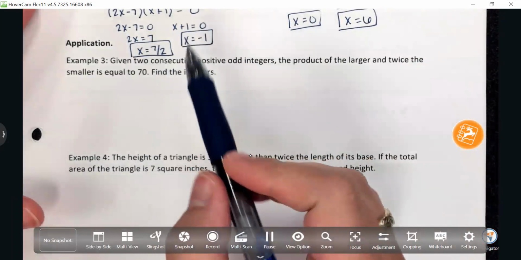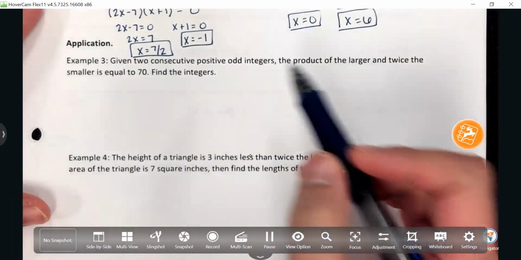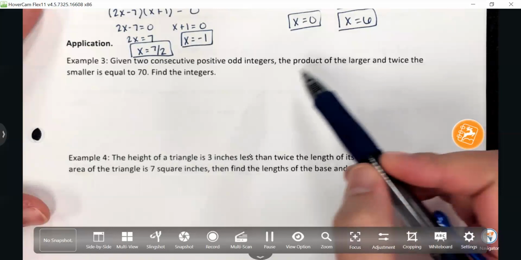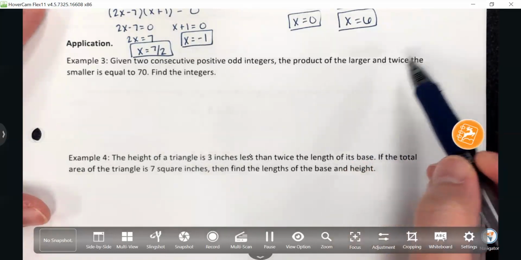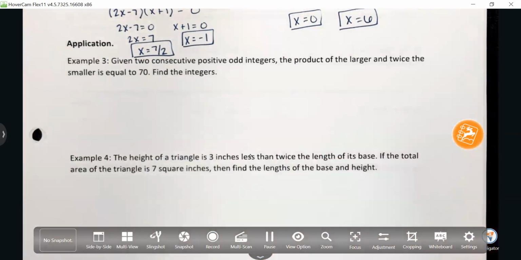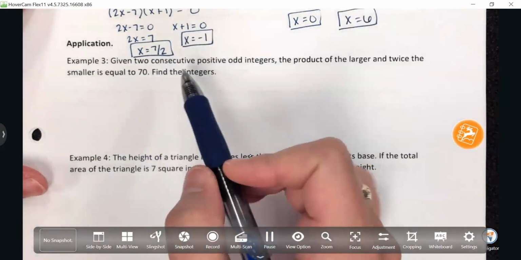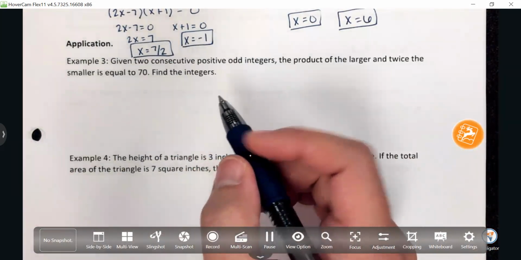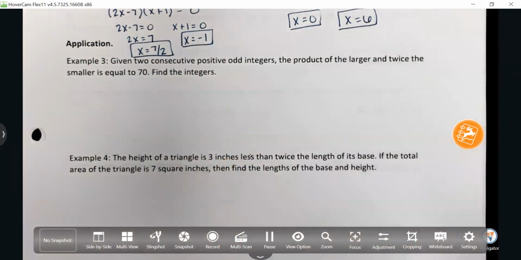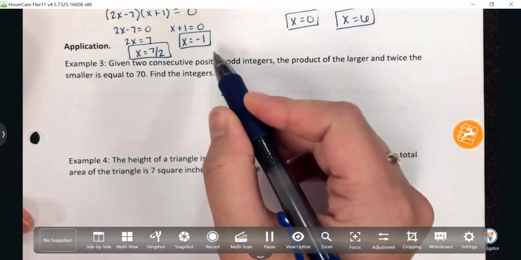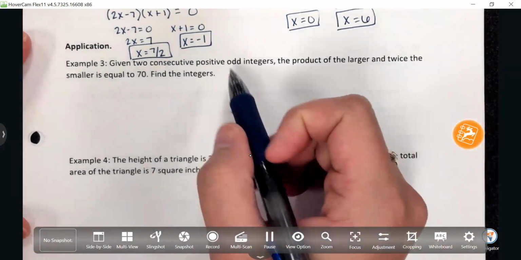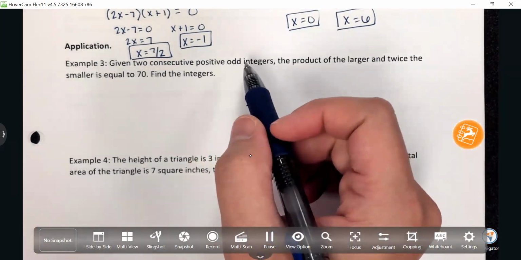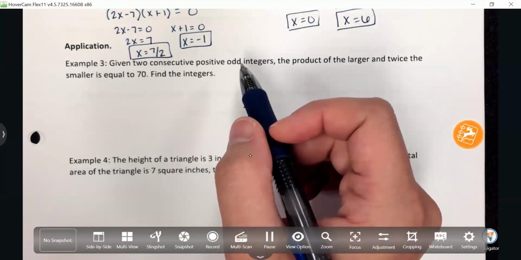Given two consecutive positive odd integers, the product of the larger and twice the smaller is equal to 70. Find the integers. So let's break it all down. Two consecutive, what's consecutive mean? In order, right next, 1, 2, 3, that's consecutive. Positive obviously means my answer cannot be negative. Odd, what are my odd numbers? 1, 3, 5, 7, 9.